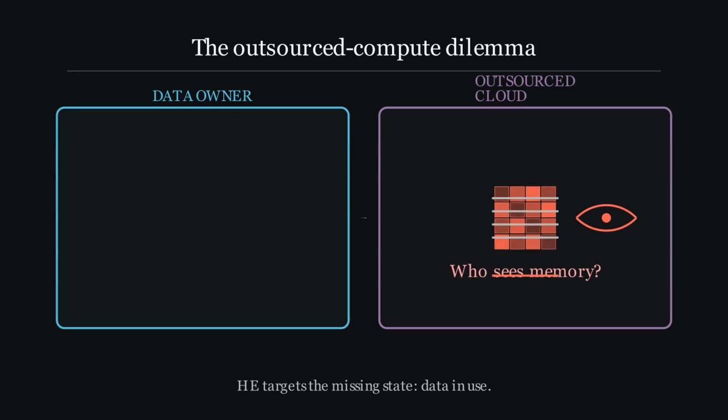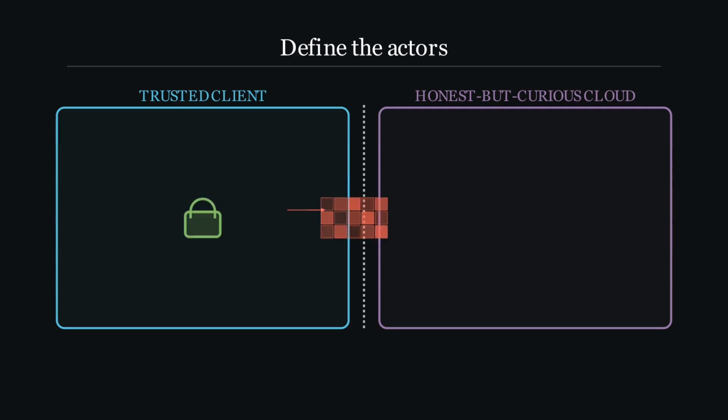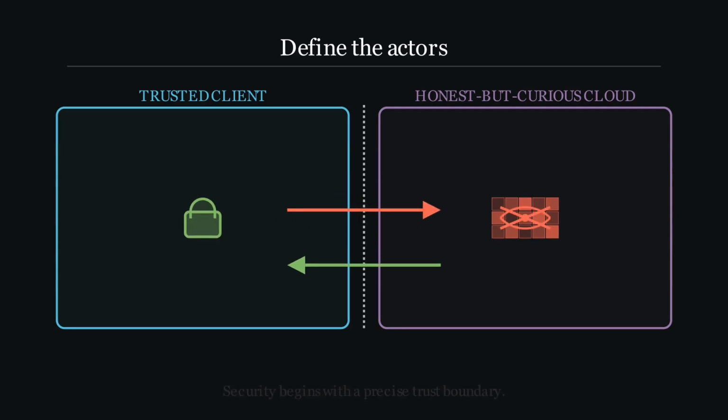Now define the two trust domains precisely. The trusted client owns the private input and the secret key. The cloud is allowed to receive ciphertext and an evaluation program, but it is not given decryption authority. Watch the encrypted packet cross the dashed boundary, while the key remains on the client side. The crossed-out I means that the cloud can store and transform the ciphertext without reading its hidden values.